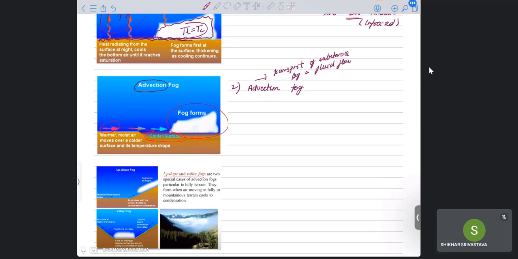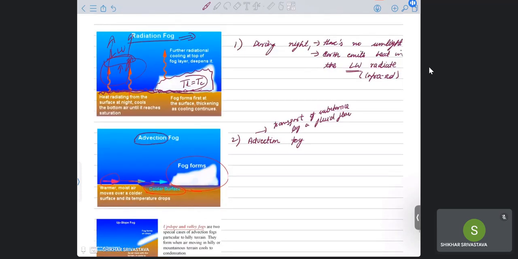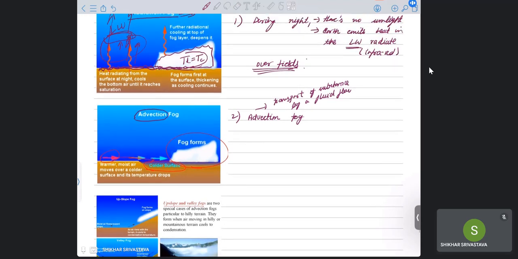Another example of radiation fog you must have seen is in villages, over fields. If you go in the morning, you will see that over the fields there is a very dense fog just at the surface. That is because in the night there is a lot of radiative cooling, and hence the air near the surface cools down and fog forms. You can observe this in areas where there are not many buildings, or where we have open fields.